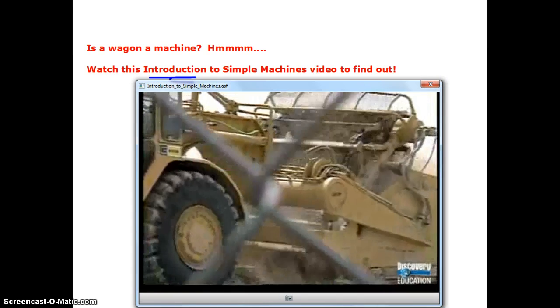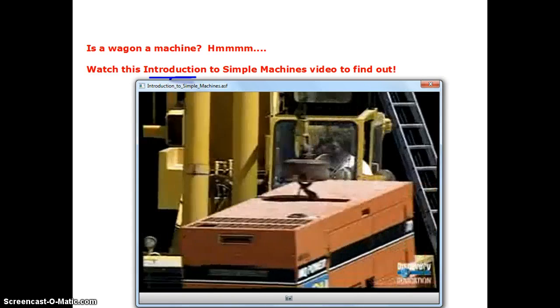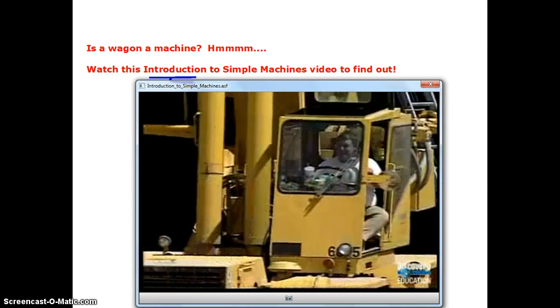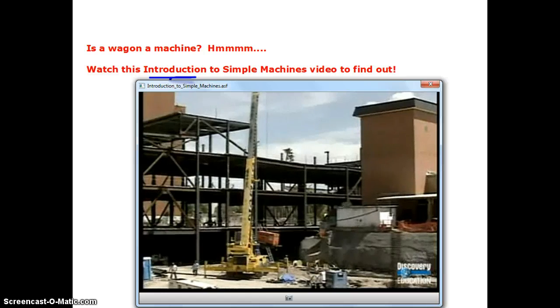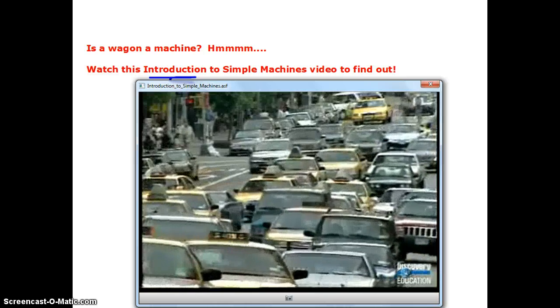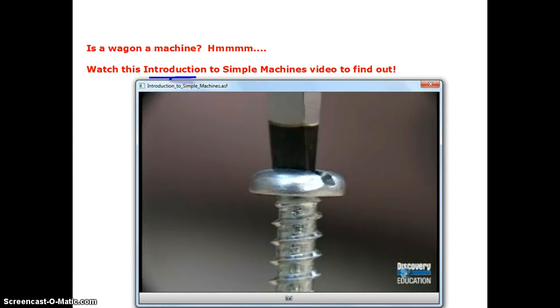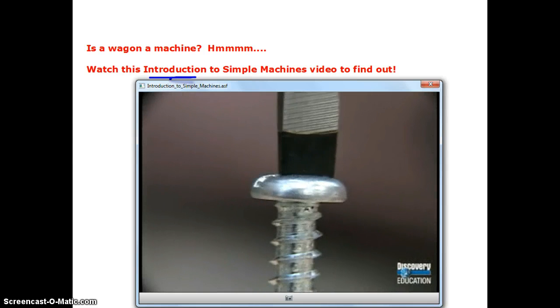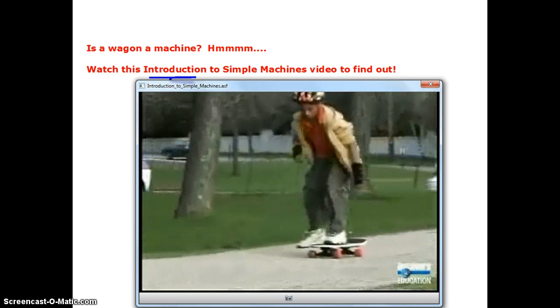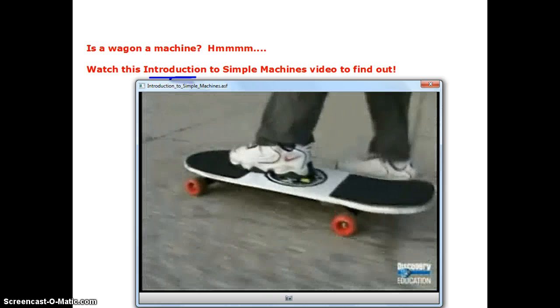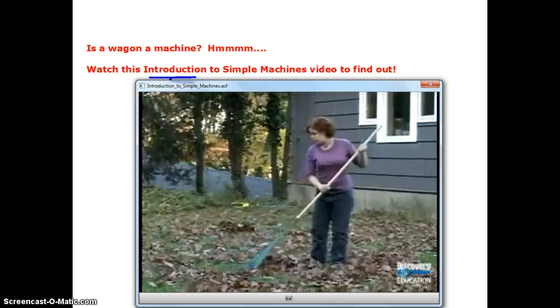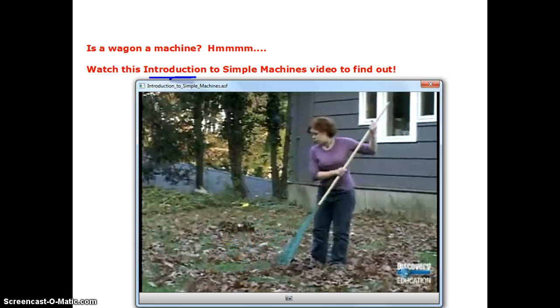Machines do many things. They move dirt, lift things, and build things. Machines help us get from one place to another. There are also many machines that we might not think of as being machines. These are machines that we may use every day. They may seem too simple, too ordinary to be machines.